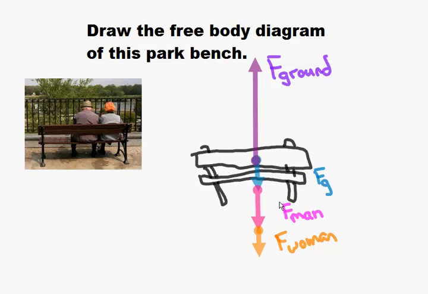There you have it. All the forces that we're interested in are up and down, and we have the force of the ground contacting up, the force of the man, the force of the woman contacting and pushing down, and then the weight of the bench pulling the bench down itself. I'm going to try to draw the arrows to scale, meaning the bigger the arrow, the more force.